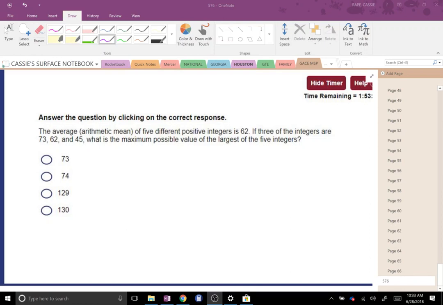This is question number 27 from the 022 ETS Practice Test. The situation is this: you've got 5 numbers, they're positive, and the average is 62, which means that you've got 73 plus 62 plus 45 plus 2 numbers that you don't know what they are, so I'm just going to say plus x plus y. If you divide those by 5, as you would when you're averaging, that average has to be 62.